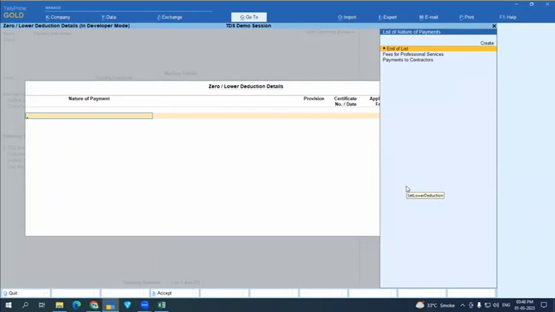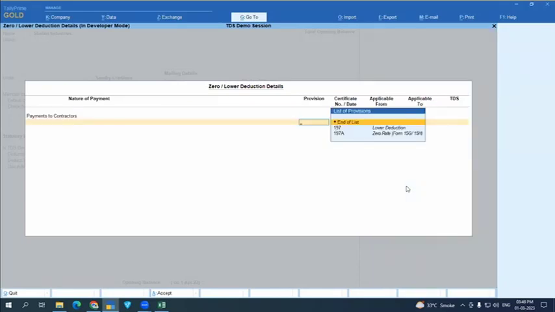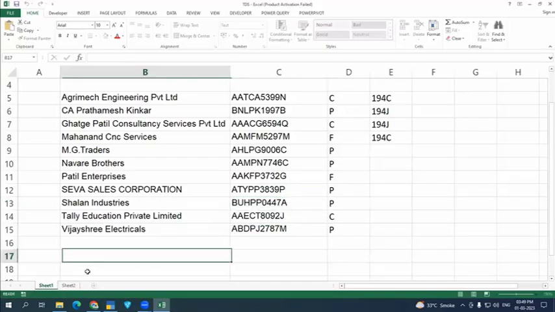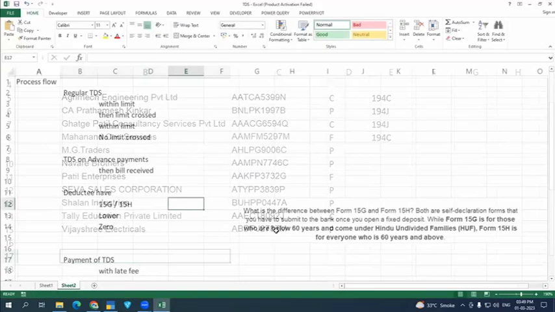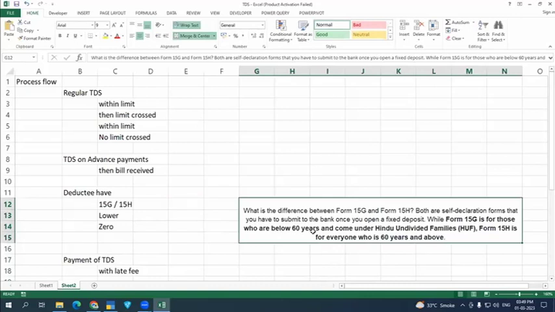Now, Tally is asking which category of deduction. So this is a lower deduction. And there are sections 197, which is about lower deduction, and 197A, which is for zero rated. Zero rated means 15G and 15H. And what is 15G and 15H? It is available on the net. You can see it is a self declaration.